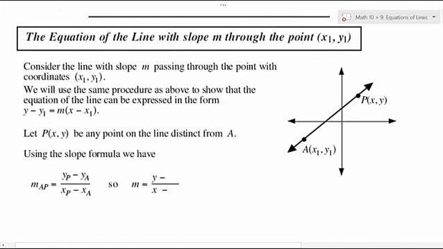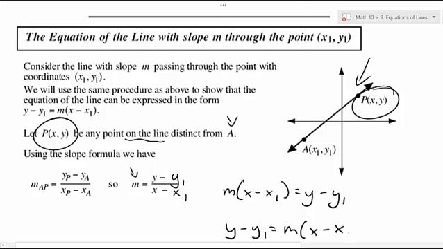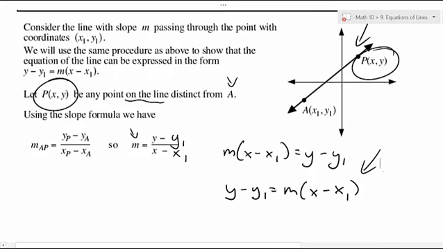We can make a general rule as long as we have this point P that is any point on the line but not point A. Some kind of point here. We'll call it (x, y), and we're just making a general rule here. So that would mean that this slope would equal (y - y1)/(x - x1). So that means we'll have m(x - x1) = y - y1. All right, so then we've got y - y1 = m(x - x1). This is our slope point form.